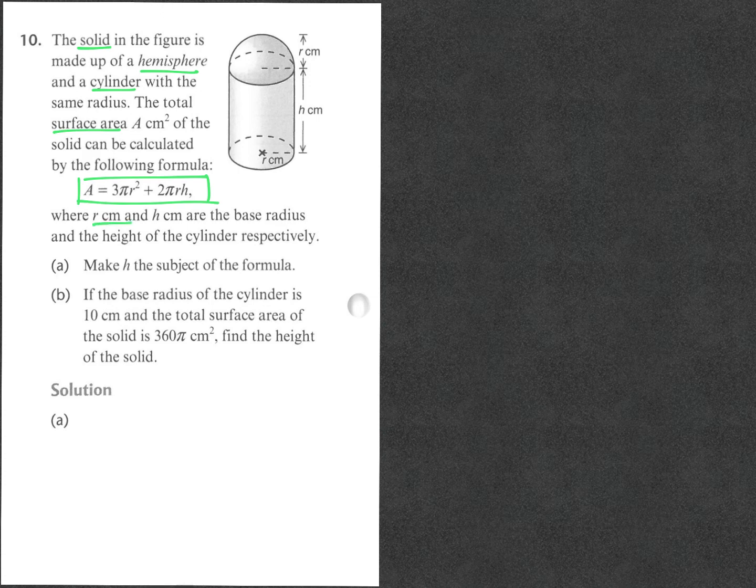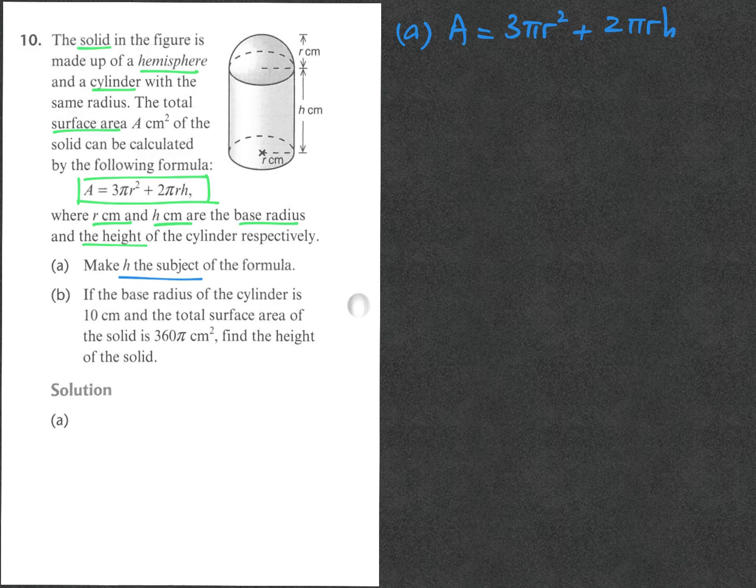R stands for the radius, while h stands for the height of the cylinder. So everything is ready. To start with, the question is asking you about changing h to be the subject. That's why let's rewrite the formula first. It's called A is 3 pi r squared plus 2 pi rh. So we use the same logic as in the previous question.